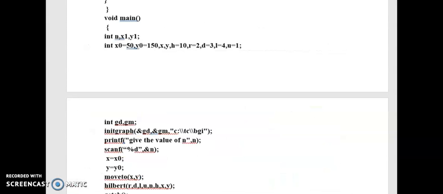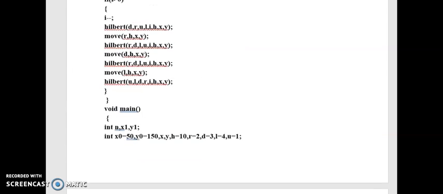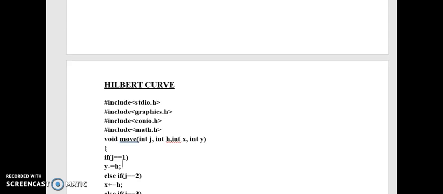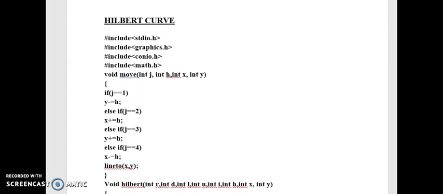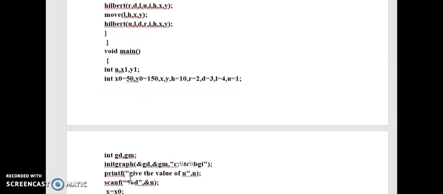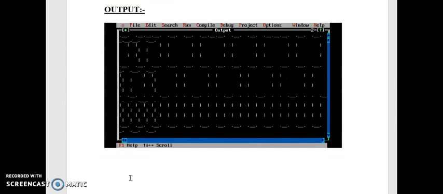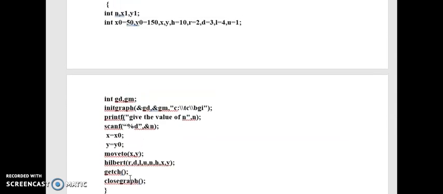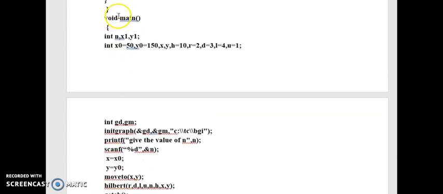Next, see the coding part of the Hilbert curve generation algorithm. First we have declared the header files stdio.h, graphics.h, conio.h, math.h. Then we have created 2 functions, void move and void Hilbert. Before studying these 2 functions, we will see the void main function.